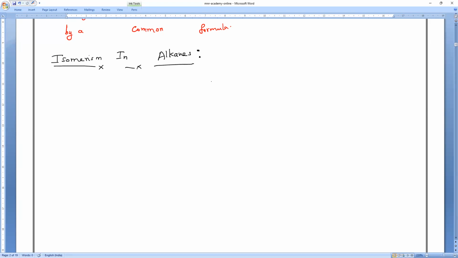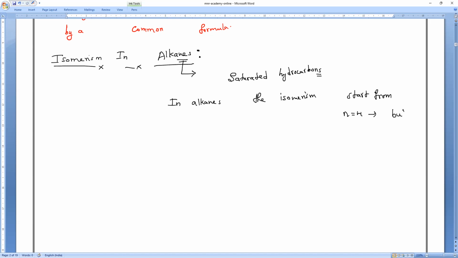So isomerism in alkanes. Alkanes are saturated hydrocarbons, please remember. In alkanes, if you want to see the isomers, what is the minimum number of carbons? The isomerism starts from where, guys? n equals 4.